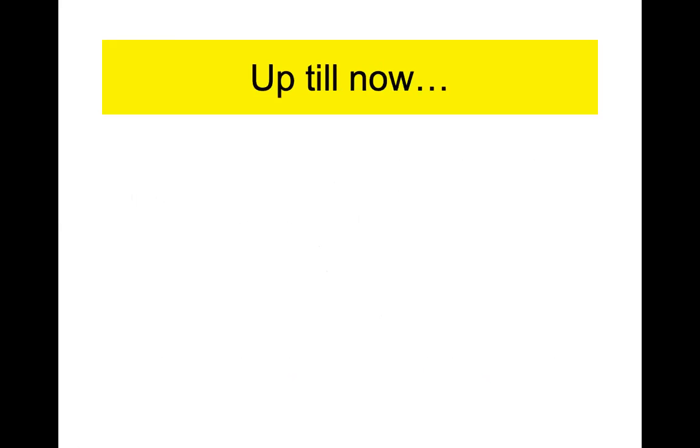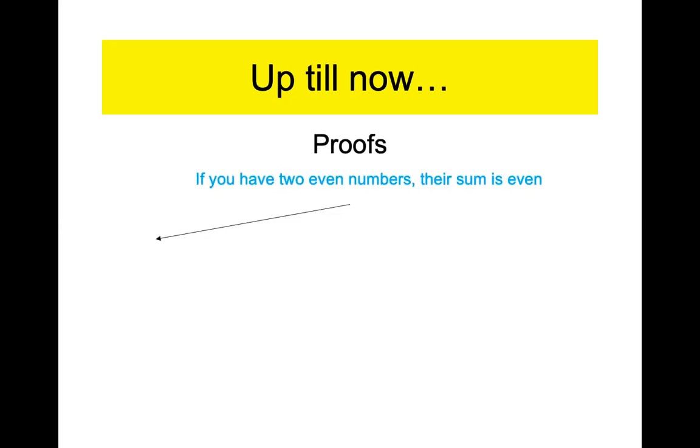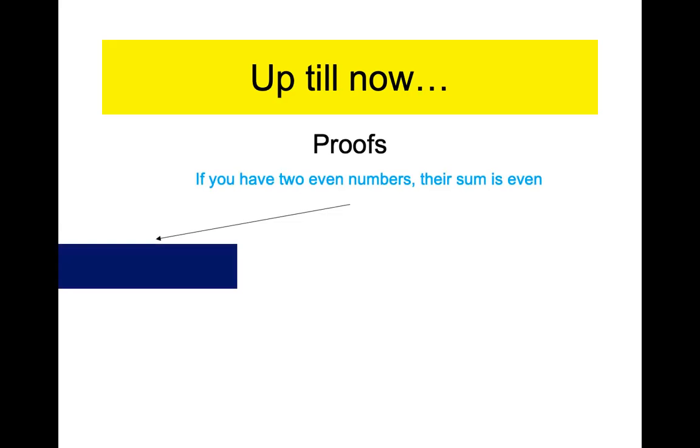Okay. All right, so up till now, this is kind of what I said before. We've been doing proofs. We've been doing lots of proofs. We see proofs every day. Here's a statement. If you have two even numbers, their sum is even, right? If I give you two even numbers and ask you to add them together, supposedly their sum is even. So if I were to ask you to prove that statement, well, we would do something called a direct proof. And a direct proof is I directly prove that their sum is even.